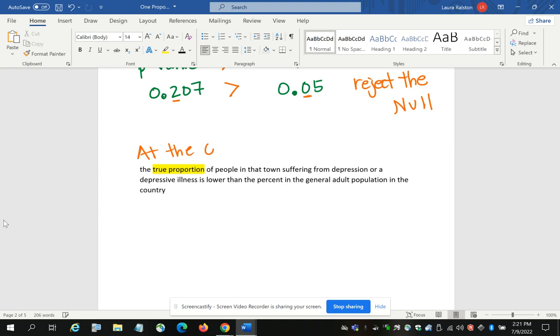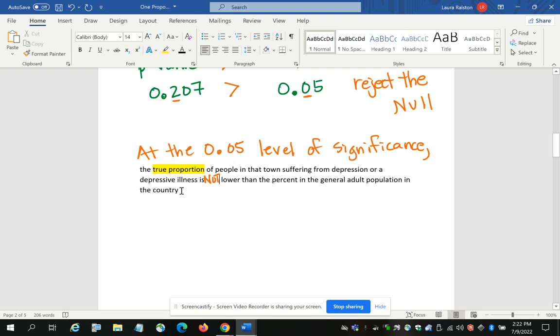Because I would say at the 0.05 level of significance, you always include your level of significance in the conclusion, the true proportion of people in that town suffering from depression is not lower than the percent of the general population in the country.